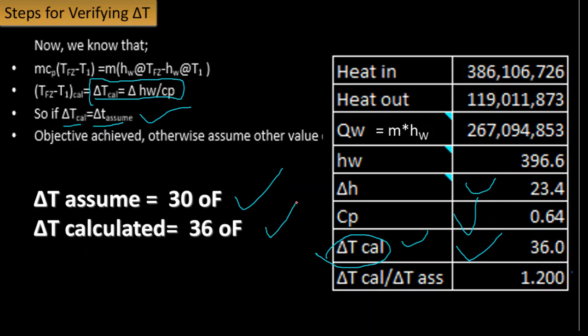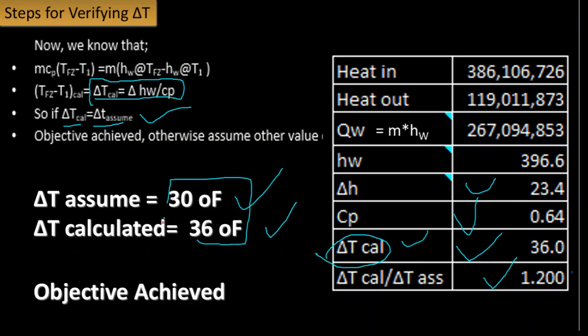Our calculated delta T is 36 degrees Fahrenheit. The ratio is 1.2, and we can tolerate this difference. If I say that in the calculations you can go up to plus or minus 5 or 6 degrees, then it's okay and our objective is achieved. If we say that no, you have to reach exactly 30, then you have to repeat this step again by taking the next assumption. That can be 36, that can be 34, not exactly the same. You have to repeat the iterations again and again until your calculated value is equal to the assumed value.